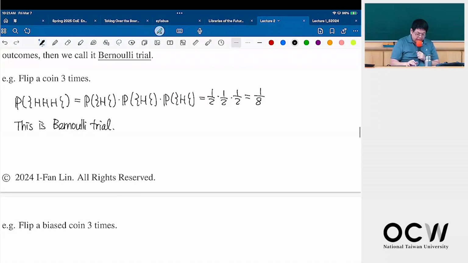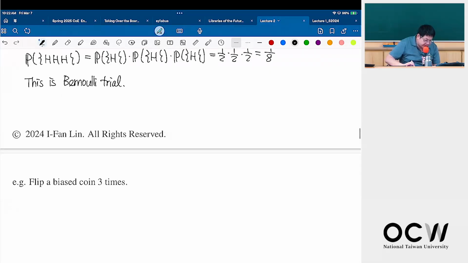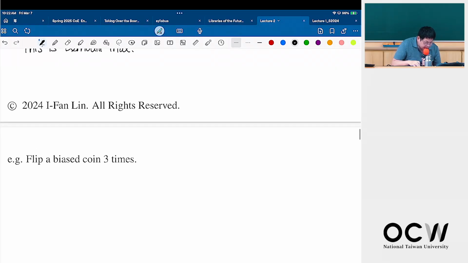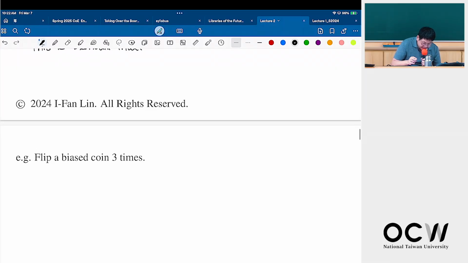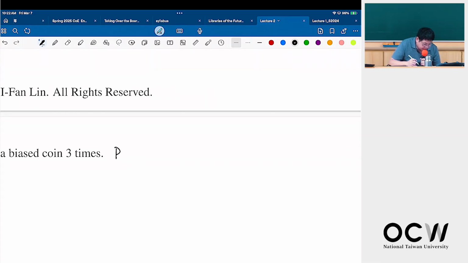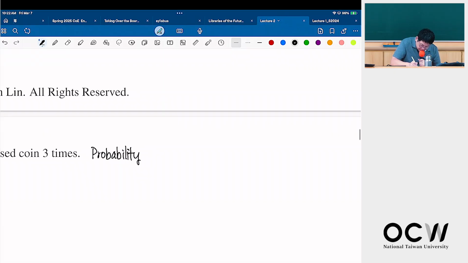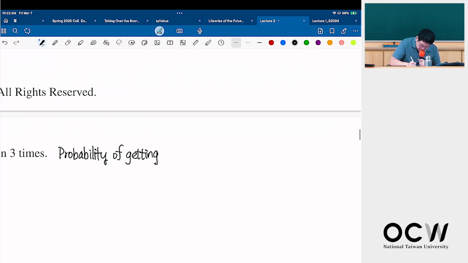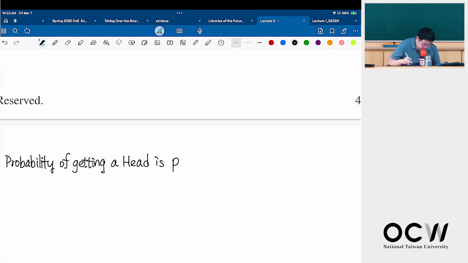I can also flip a coin, but it's a biased coin, 3 times. So if it is biased, then I need to tell you that the probability of getting a head is P. And now I will say K is the number of heads.